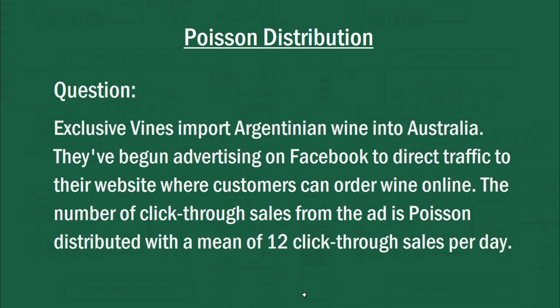All right, so it's time for you to do a question. Let's give this a read. Exclusive Vines import Argentinian wine into Australia, and they've begun advertising on Facebook to direct traffic to their website where customers can order wine online. The number of click-through sales from the ad is Poisson distributed with a mean of 12 click-through sales per day. Okay, so we've got a mean of 12. That will be our lambda value.